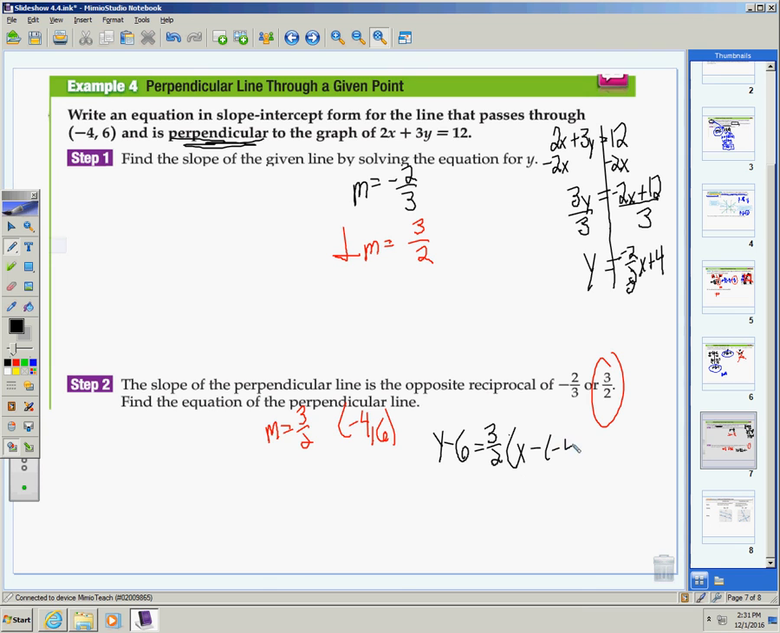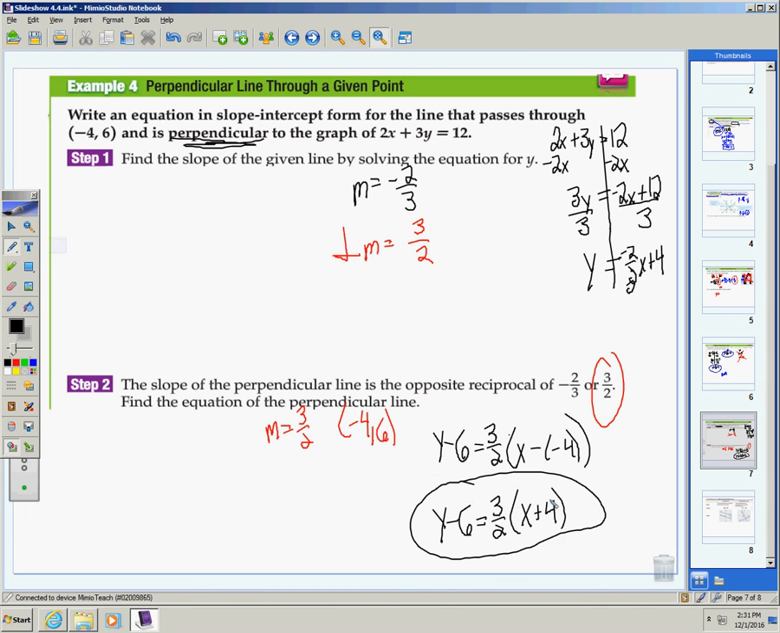And then I'm just going to go ahead and simplify this. y minus 6 equals 3/2 times the quantity x plus 4. And they don't tell me they want it in a particular form, so I'm fine just leaving it in point-slope form. y minus 6 equals 3/2 times the quantity x plus 4.